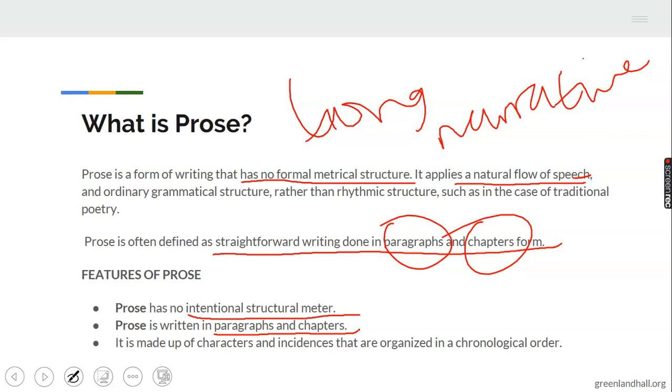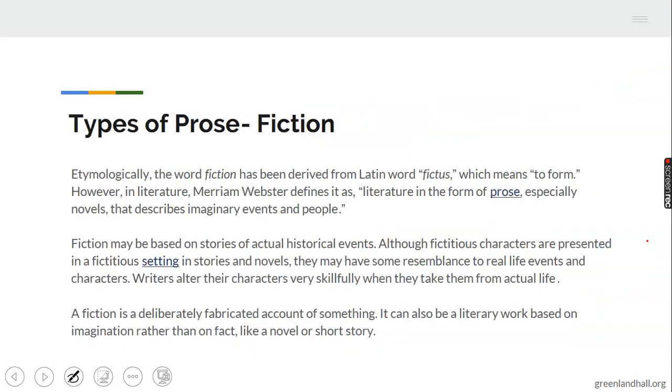Then lastly, it is made up of characters and incidents that are organized in an orderly manner. The characters and events in a prose work are ordered, as you have the issue of plots. Plot is the sequential arrangement of events in a work of art. So in prose work, the characters and the events are chronologically ordered. Let's note that also.